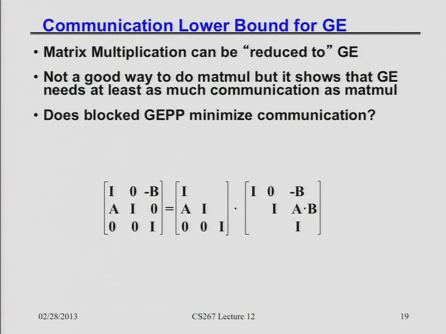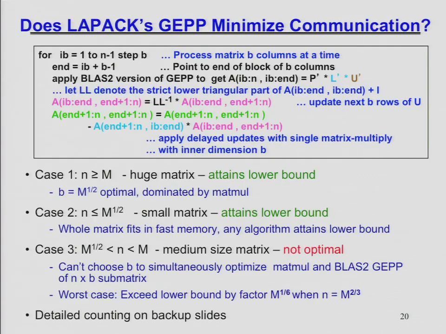So now let me take that algorithm I just showed you and, on one slide, I'm not going to do all the counting, but just summarize and ask, does the algorithm I just showed you hit the lower bound in the sequential case? So here's the algorithm that I had before, just copied. It turns out there are three cases. Sometimes it does hit the lower bound, and sometimes it doesn't.